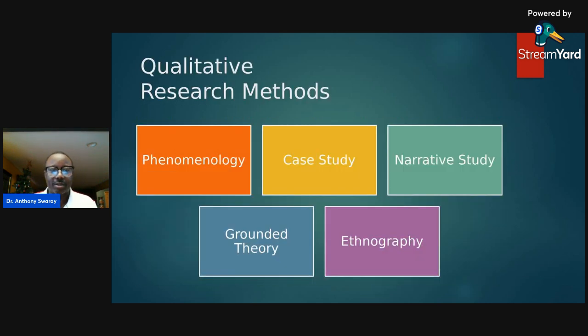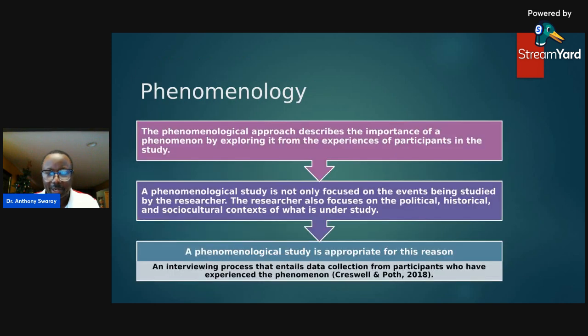Qualitative research methods. These are research methods that we look at when you are doing qualitative research: phenomenology, case study, narrative, grounded theory, and ethnography. So for this presentation, I'm specifically going to focus on phenomenology. In our subsequent videos, we're going to bring presentations on case study, narrative, grounded theory, and ethnography. But today is phenomenology.